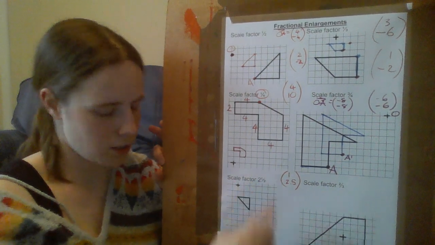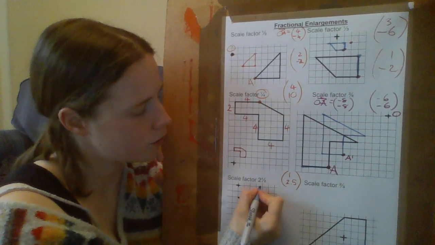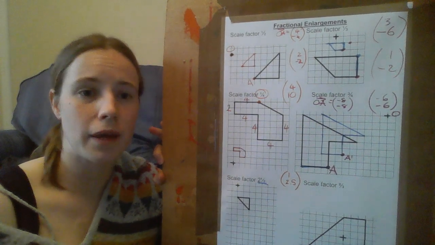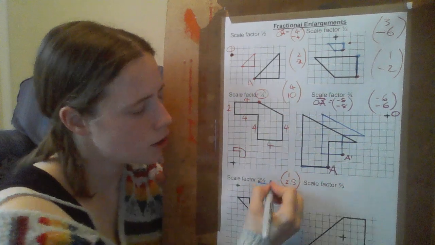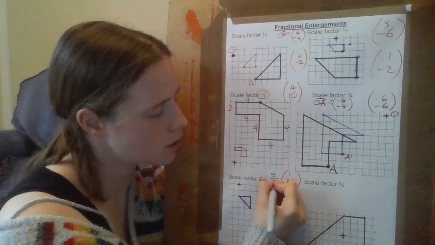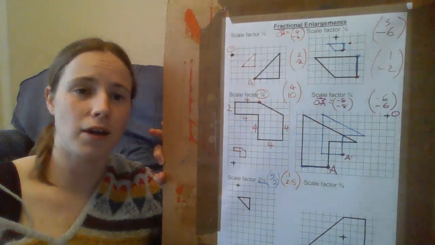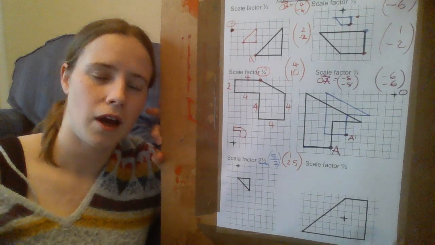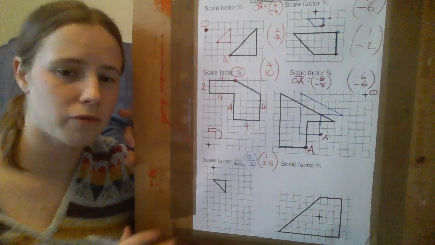Okay, next one, a scale factor of 2.5. So this again, it's a little bit more complicated. You might want to convert it to an improper fraction, but you don't have to. So 2.5 is 5 halves. So you can think of that as dividing by 2 and timesing by 5, but it's really whatever's going to be easiest for you to do. If you've got a calculator, you can always times by 2.5.